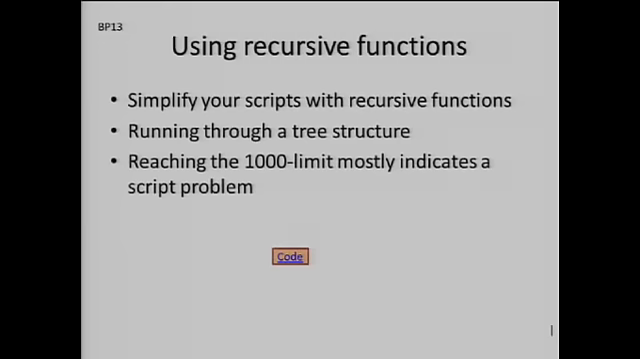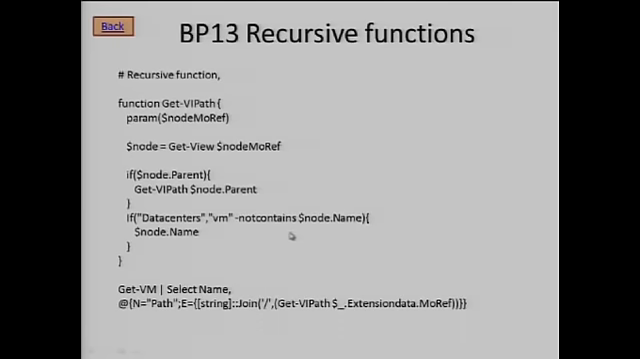There is a code sample, if I can reach it. Okay. Not going there line by line, but if you look at the top, we just define a function, this getViPath, and it calls itself again for each node that it finds. So this is very handy for traversing a complete tree in your environment. It will be in the slides. I'm not going to go into this line by line.